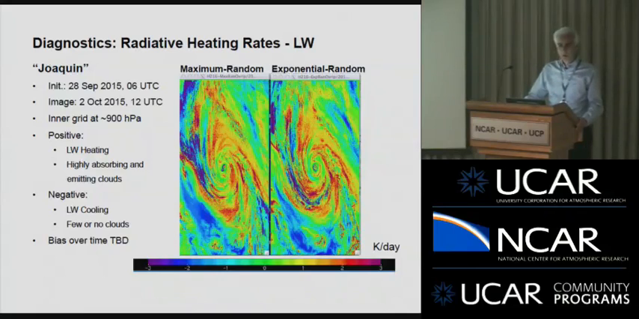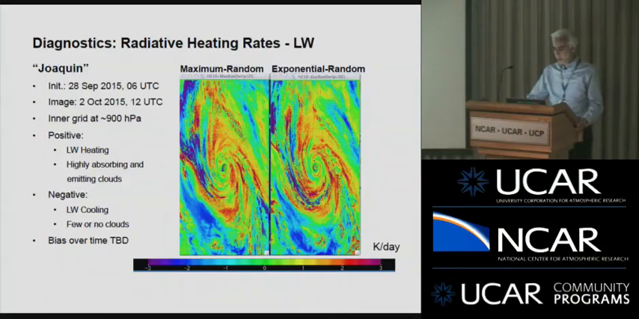So let's look at some of our own results. These are now long wave heating rates for Joaquin. This is a horizontal map at 900 millibars for the maximum random on the left and the exponential random on the right. This is for a particular time, October 2nd, 2015 at 12 UTC.